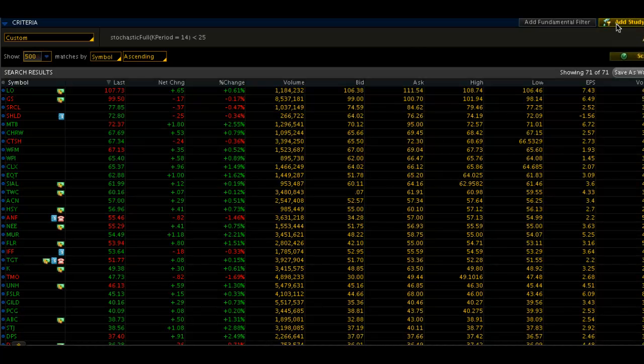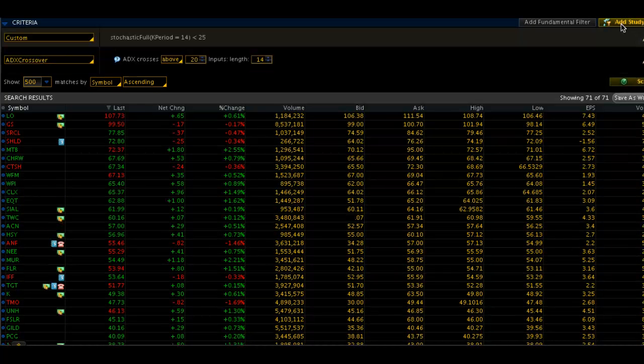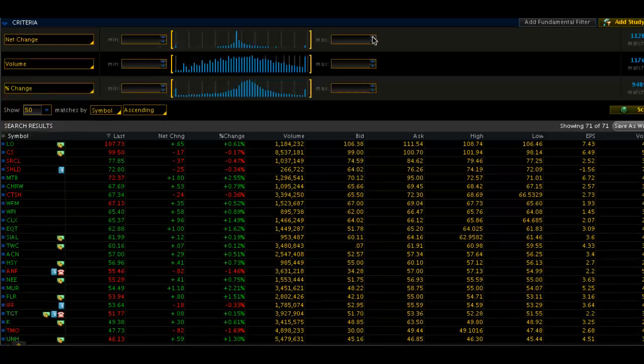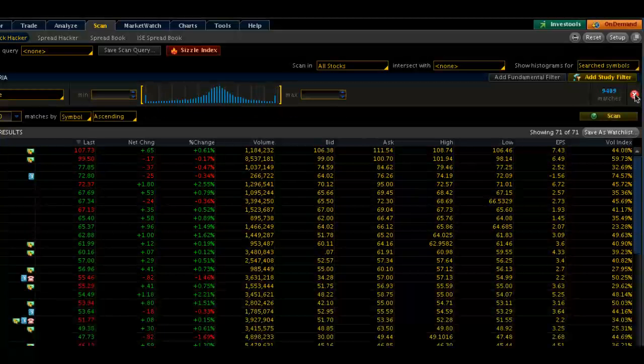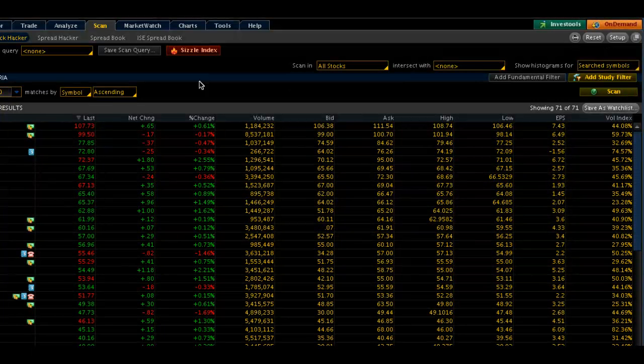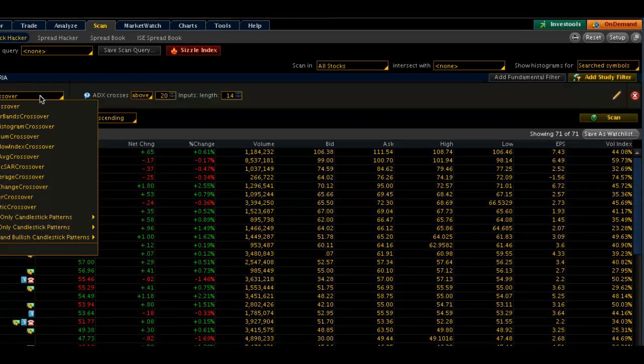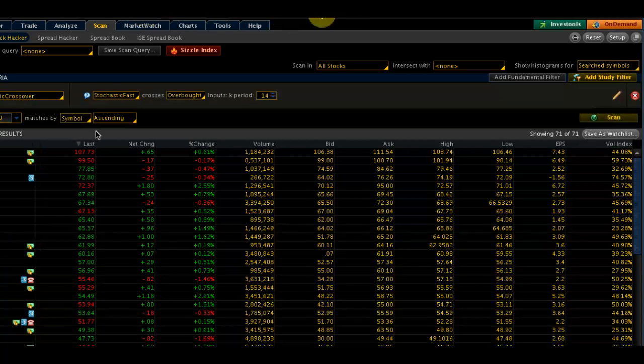You can add studies here. You can add fundamental filters. This right here is the Thinkorswim language. If we add a study, they call it ThinkScript. Let's close all this out. If you hit reset, close it all out, and add a study filter, you can add your own stochastics crossover. You can do crossovers for yourself.